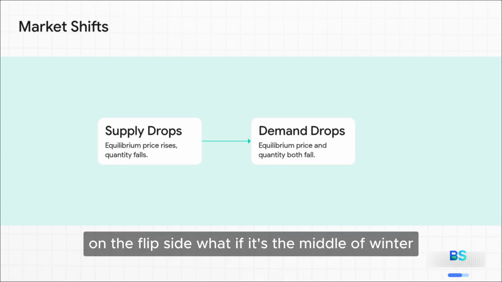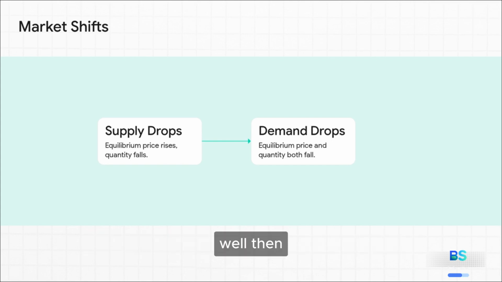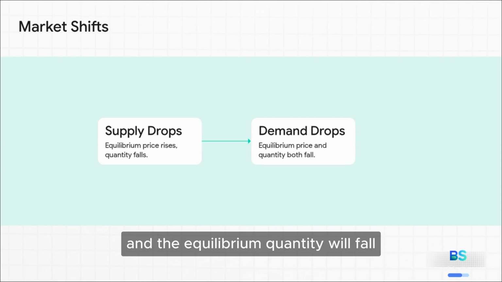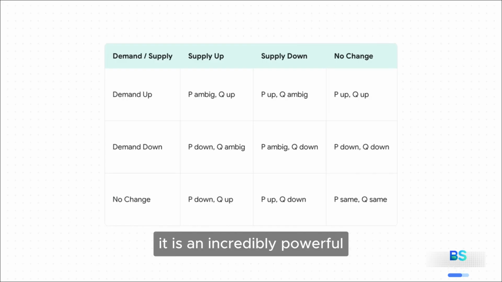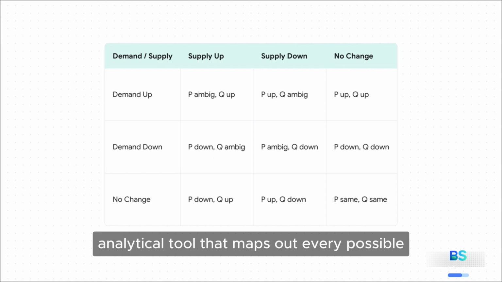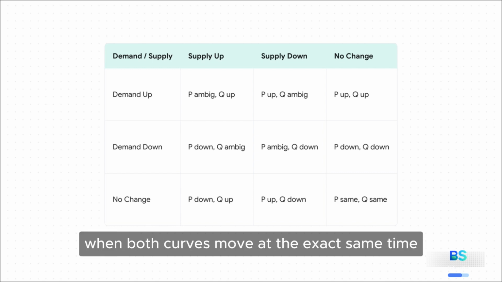On the flip side, what if it's the middle of winter and a cold front destroys demand? Well, then both our new equilibrium price and the equilibrium quantity will fall. Now check out this matrix. It is an incredibly powerful analytical tool that maps out every possible combination of these shifts. Look closely at what happens when both curves move at the exact same time.